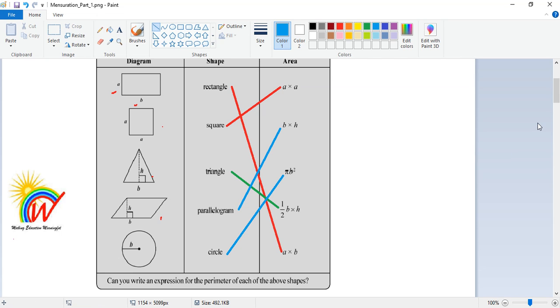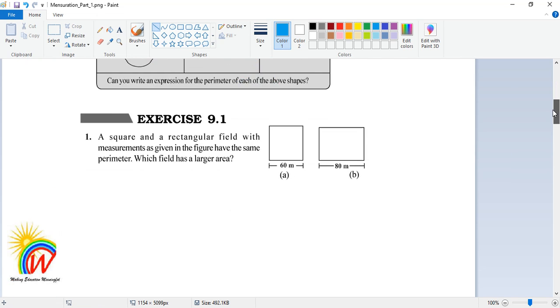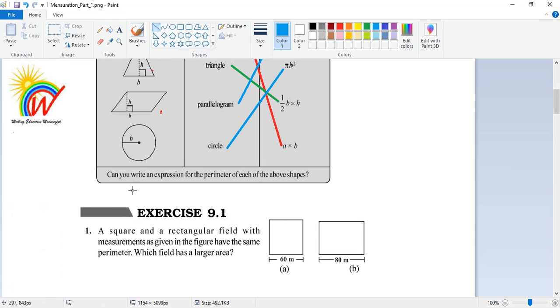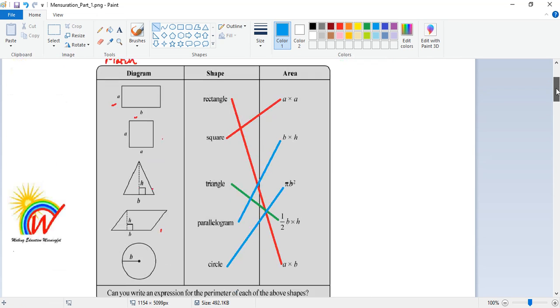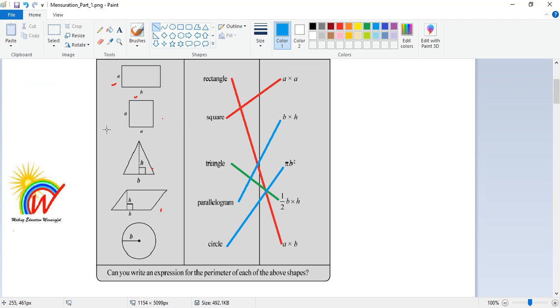Alright, now let's come to the next one. Here they are saying, can you write an expression for the perimeter of each of the above shapes? Perimeter in the sense, you should see what is the length of the boundary. If you add all the lines, borders, what will be the length?